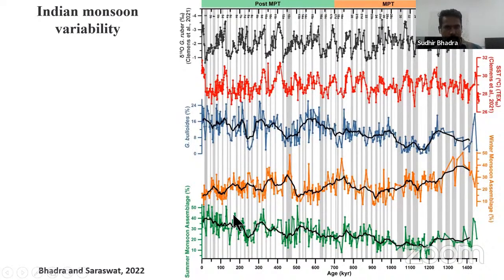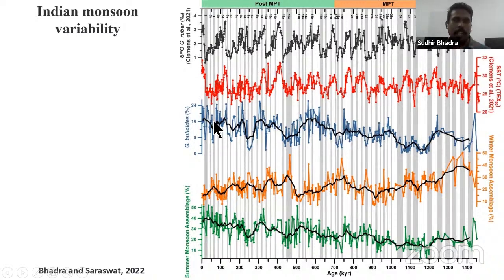And what we see here, first, let's look at the summer monsoon assemblage. What you see here is that almost all the large peaks are during the interstadial periods, and the low peaks are during the stadial periods. At the same time, if you look at the winter monsoon assemblage, the high peaks are during the stadial periods, and the low peaks are during the interstadial periods. So that indicates that in the Quaternary period, the summer monsoon was stronger during the interstadial times and weaker during the stadial times, whereas the winter monsoon was stronger during the stadial times and weaker during the interstadial times.